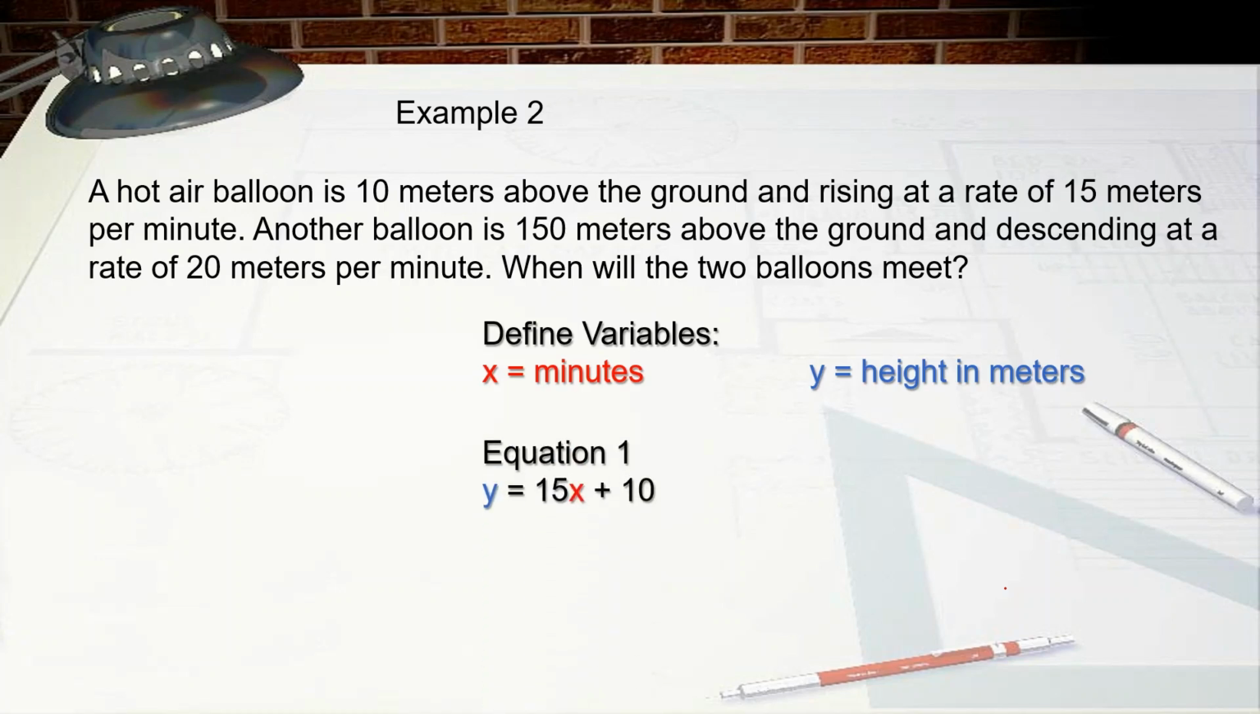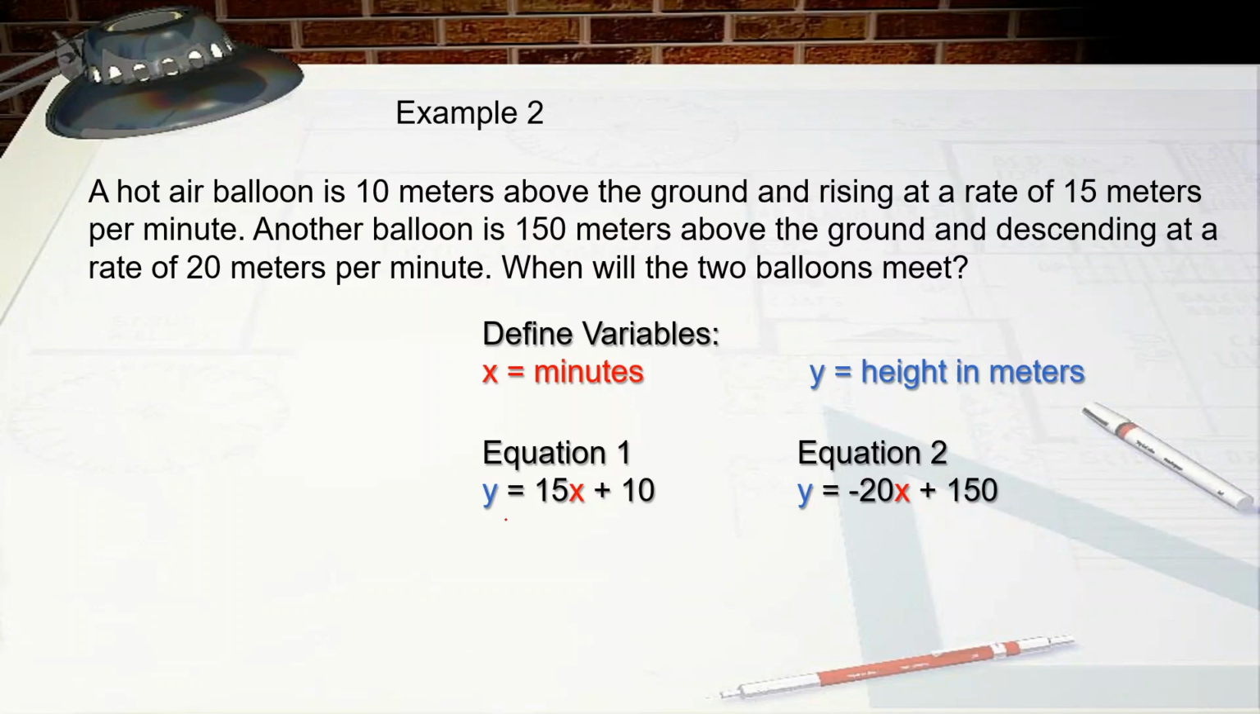Now using these two variables, we have made two equations. The first one is y is equal to 15x plus 10. You can see it from the first sentence itself, 10 meters above the ground and rising at a rate of 15 meters per minute. And the second equation would be y is equal to minus 20x plus 150. The reason why it's minus 20 is because it's descending and not rising.